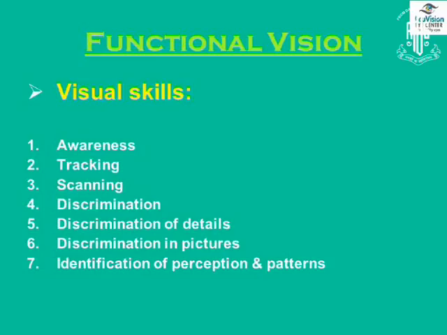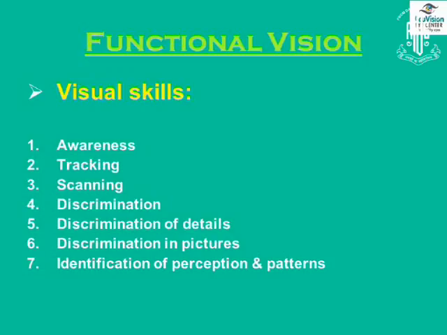So when we see, again, functional vision has two components. One, as we saw, is the visual function, that is color, contrast, illumination levels, size levels. Another component is visual skills. Now, what are visual skills? There are 7 areas of visual skills. One is awareness, tracking, scanning, discrimination. All these are the 7 areas.